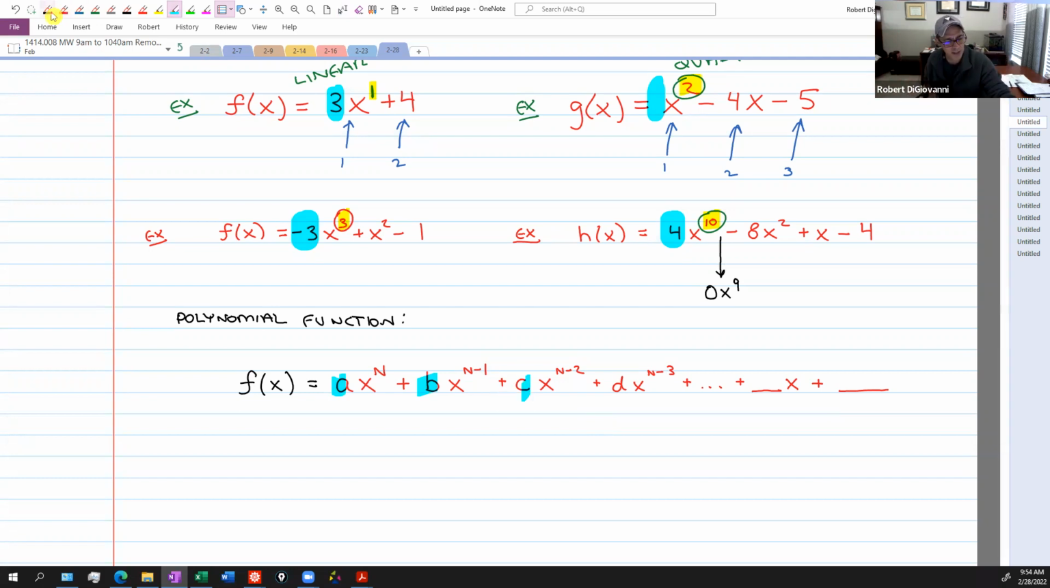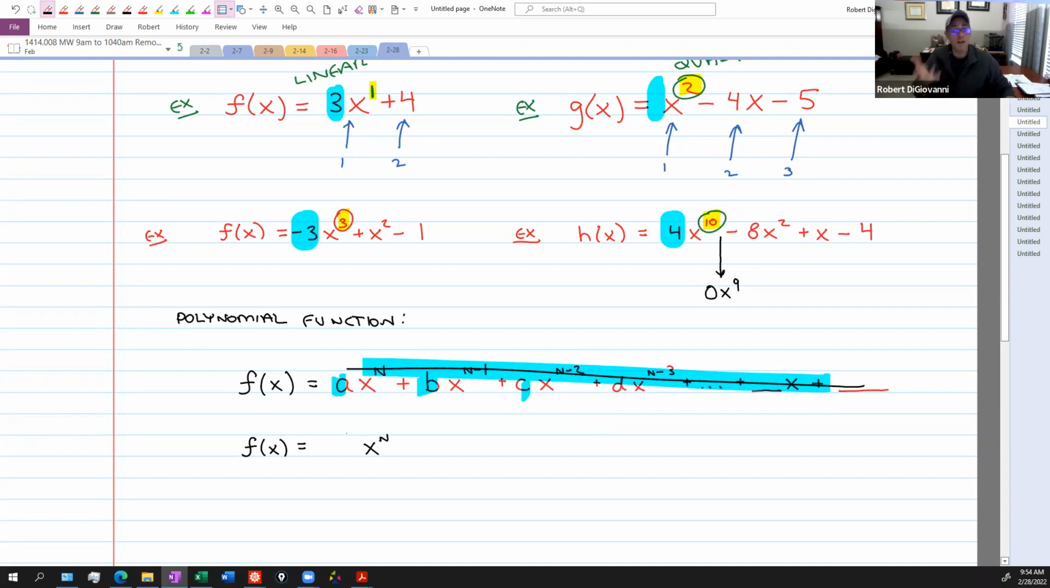So here's what we do instead. We don't do this. We write a polynomial function as having X to the N, and in front of it is some number. We were calling it A, but now I can't use letters like that because I'll run out. So instead, what we do is we write A subscript N.